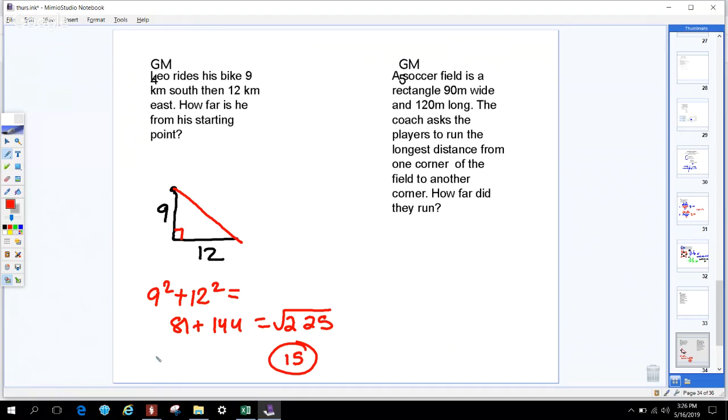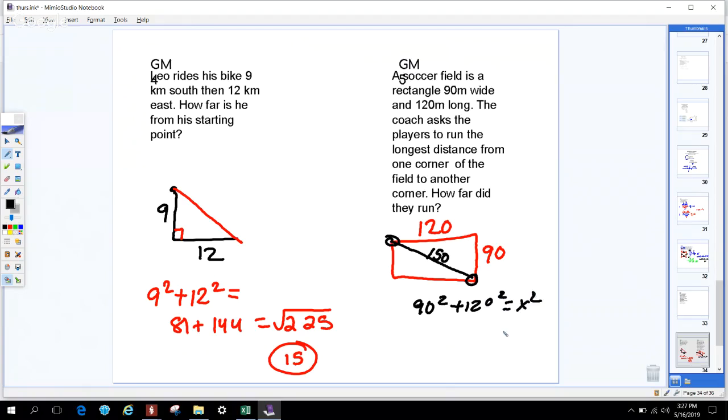Ooh, here's a good one. A soccer field is a rectangle that is 90 by 120. The coach says he has to run the longest distance from one corner to the other. That's a trick question. The longest distance is always diagonal, always. So you're just going to do the same thing, and in this case, you'll get 150. 90 squared plus 120 squared equals what squared? And then you solve.